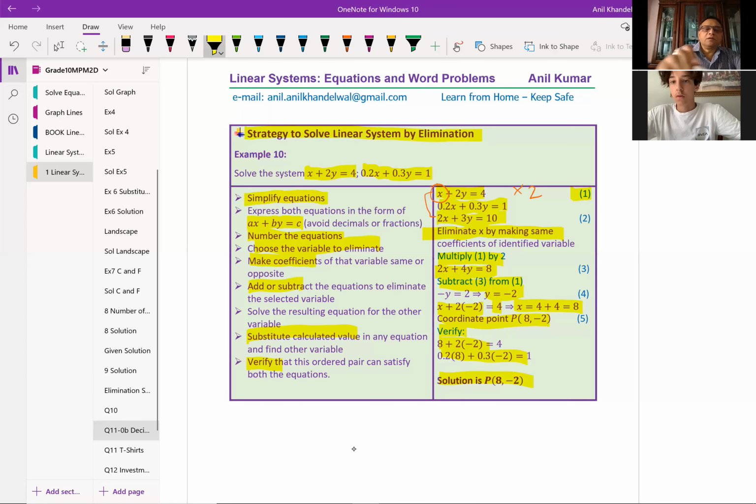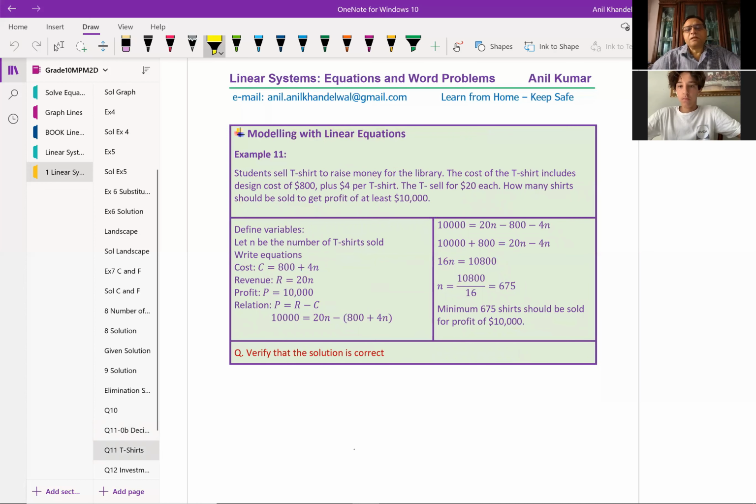Yes. Perfect. Now it's time to take some application questions. So I would like you to read example number 11. Here's the word problem. Let us see how to solve this word problem. Okay. So it says a student sells t-shirts to raise money for the library.